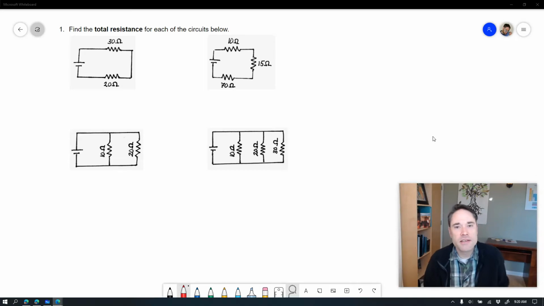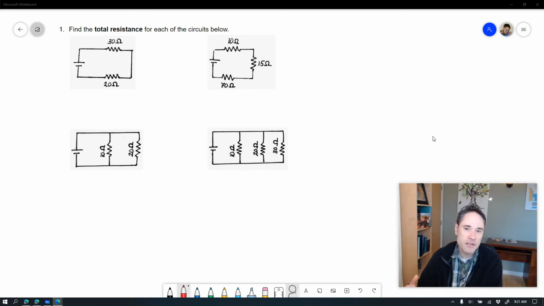Hey everybody, I thought I'd take a moment to go ahead and walk through some of the problems together so that you have a reference point to be able to understand and make sense of this type of work. So what you're looking at on the screen right now is problem number one, which is essentially asking how do we find the total resistance on series and parallel circuits.